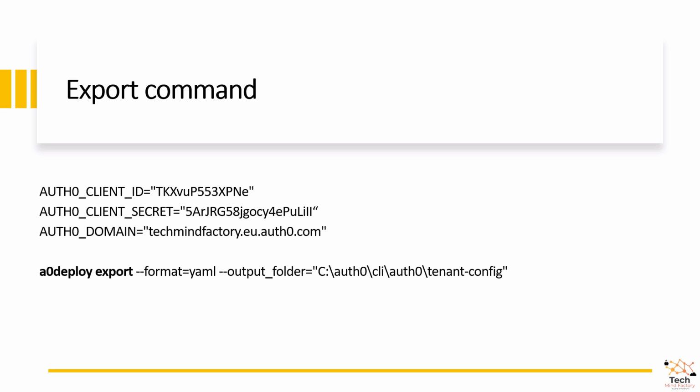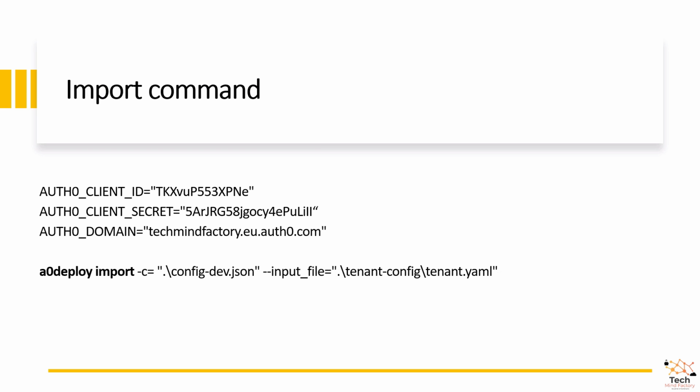So that's why we need client ID, client secret, and Auth0 domain, and then we can use Auth0 Deploy export command. We have to provide the format of the file for the export. So in this case, it will be YAML file and output folder. So where this YAML file with the whole tenant configuration will be created. So once we execute this command, the whole configuration for our tenant will be actually exported into YAML file.